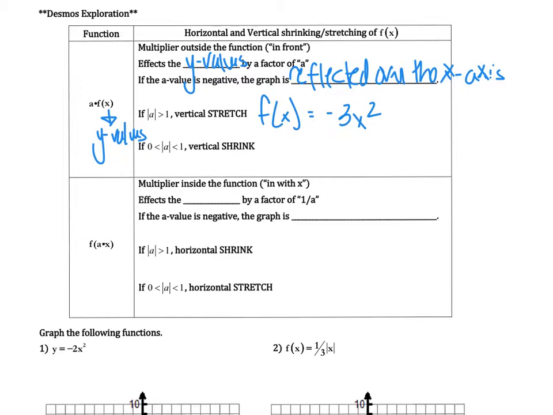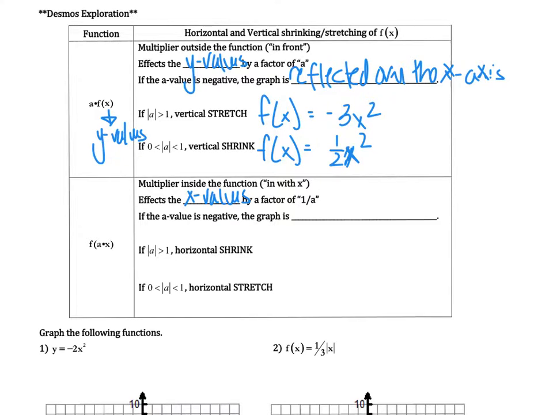Okay, you have a vertical shrink if the absolute value of a is between 0 and 1. Okay, so vertical shrink. So the fraction will make you shorter. Okay. Now if we look at the multiplier inside the function, so notice that we are multiplying x by a this time on the inside of the function. We are going to affect the x values.